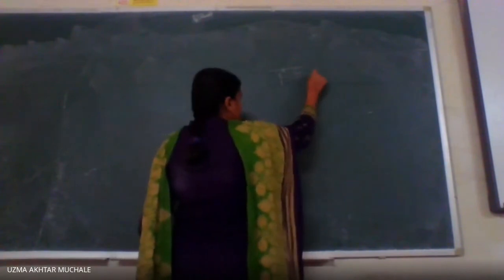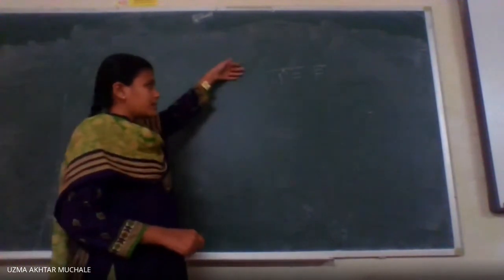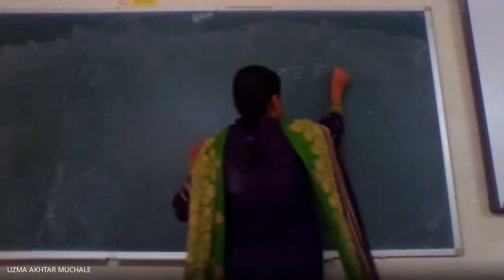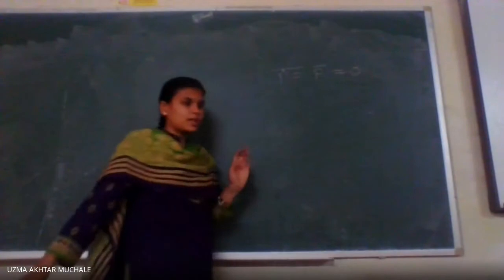P bar dot is equal to F bar. That is, the rate of change of linear momentum is nothing but the force applied. If you apply a force, then only there will be a change in the momentum. Okay. If I am saying that force is 0, right?